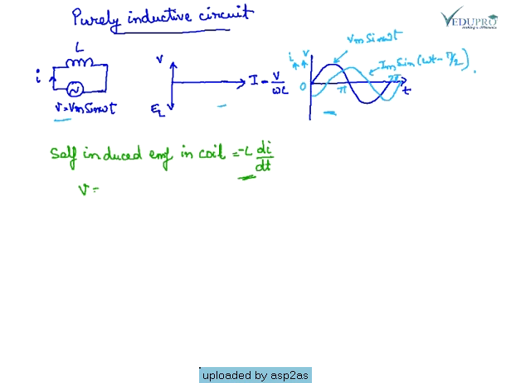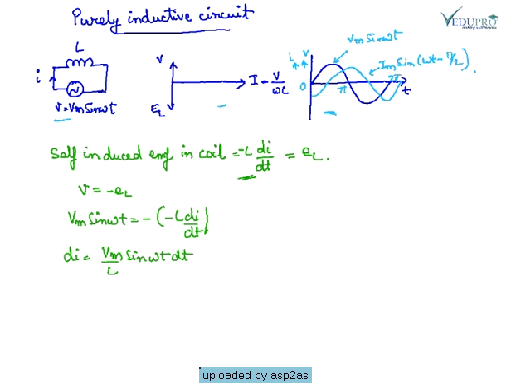equal to minus EL, where this is EL. So Vm sin omega t is minus of minus L di by dt. So di will be Vm upon L sin omega t dt.